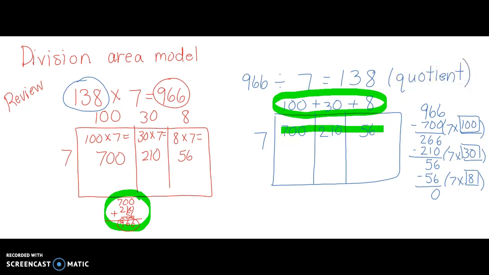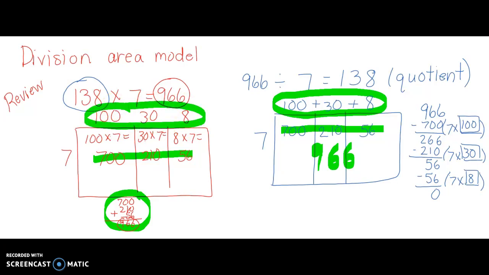And let's see how this is related. We see 966 here and 966 here. It's pretty sloppy. And we see 100 plus 30 plus 8 is our quotient, and 100 plus 30 plus 8 is what we multiplied our 7 by in our area model multiplication problem.